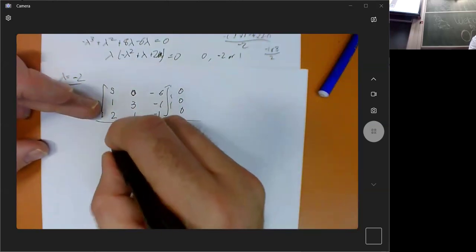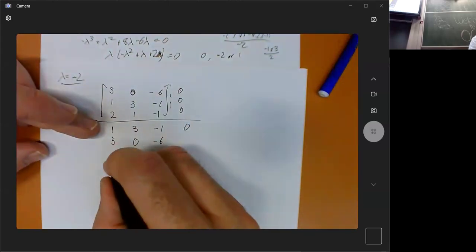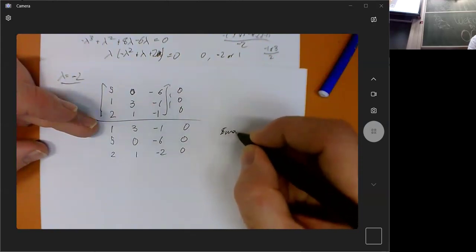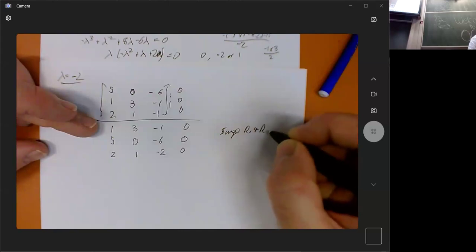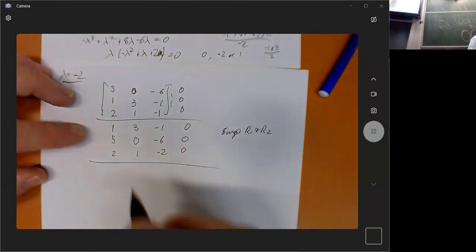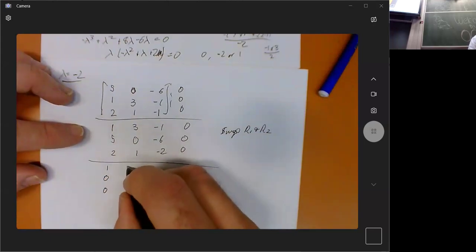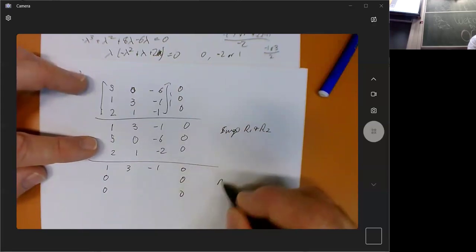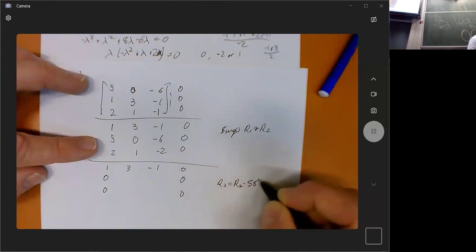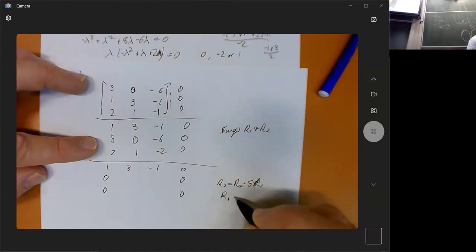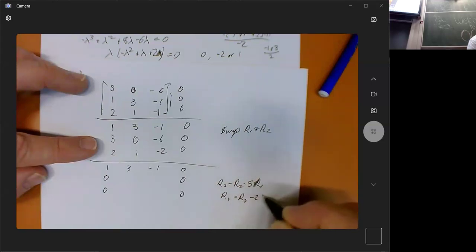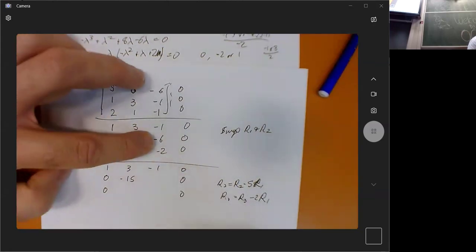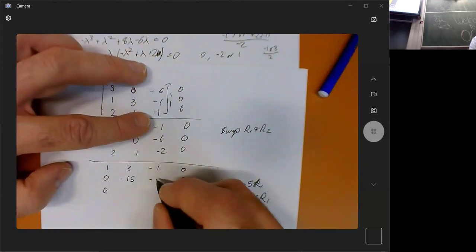I'm just going to write out what I did at every step. Actually writing out what you did doesn't take very long when you're doing Gauss-Jordan elimination. So I did row 2 equal to row 2 take 5 row 1, row 3 equal to row 3 take 2 row 1. So I got 0, take 15, so minus 15, minus 6 plus 5 is going to be minus 1.